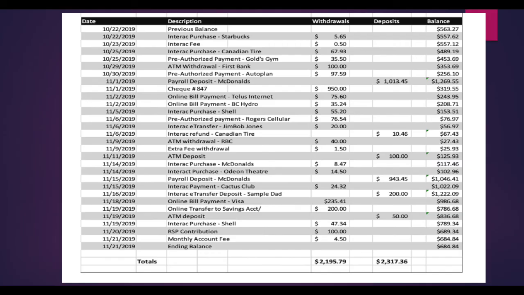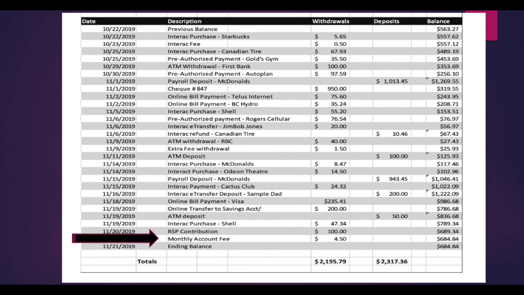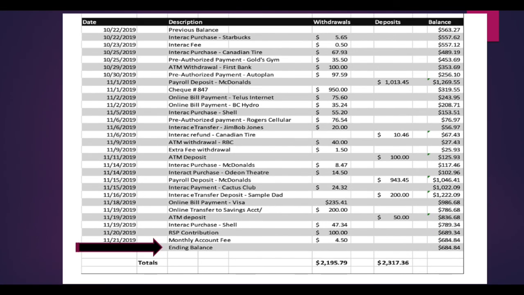We can see that Joe Sample has used his ATM card to withdraw cash from a bank machine a couple of times, and that his account fee is $4.50 per month. The statement gives an ending balance, which will be used as the opening balance number for the next month's statement. Now, this statement does not give you all the types of transactions that can go in and out of a bank account, but it does give you a general idea of some of the more common transactions that you might see. And analyzing bank statements can give the account holder a good way to track their spending.